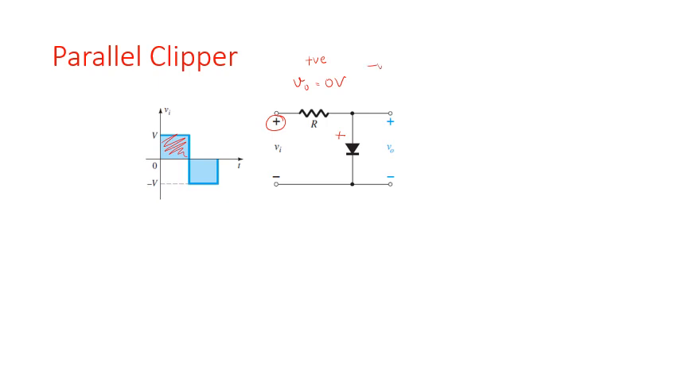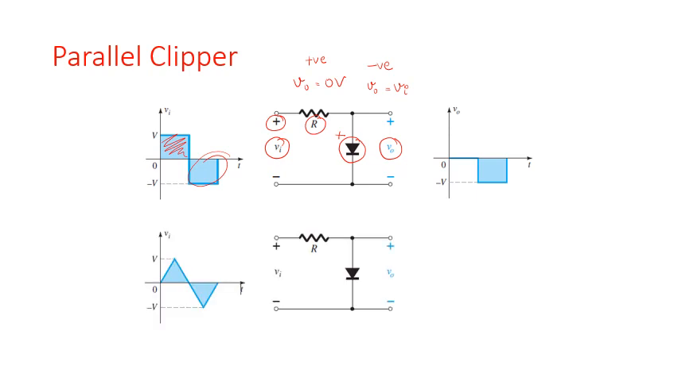In the negative half cycle, your diode gets replaced by an open circuit. So this V0 is directly copied as Vi, assuming that there is no drop across the resistor R. So V0 will be equal to Vi. That means this part of my waveform will directly be copied at the output. So if you look at the output waveform, it looks something like this. Positive half cycle, you've got 0 volts. Negative half cycle, you've got -V. Since the positive part of your waveform is gone, it is known as a positive clipper.